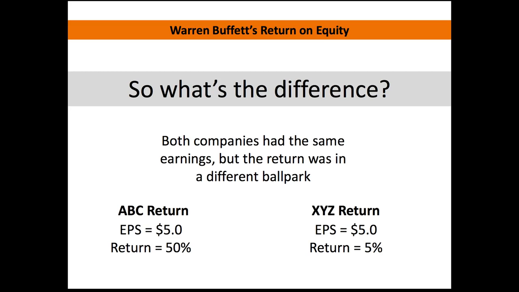But the difference was one company grew at 50%, and that market price is going to trend right with that book value. So that market price would probably have gone up 50% from where you would have bought it 1 year previous. But then when you look at XYZ, same exact earnings, but they only had a 5% return, and it was all because the book value was so high, because they had a book value of $100 a share.